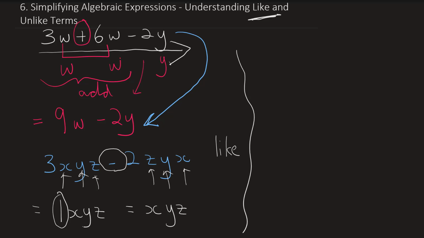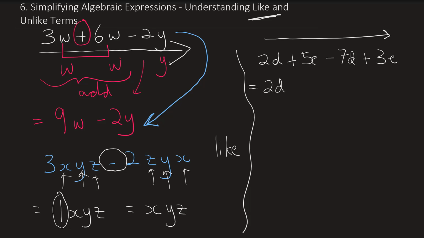Let's take a look at another one. 2d plus 5e minus 7d plus 3e. Let's again read this from left to right. And starting right at the beginning, we'll pick up the first term. The first term is 2d, so always write the first term down. Once you've written it down, strike it through so you don't make the mistake of accidentally writing it again. Then we're going to travel to the right. The next term is 5e. It is not a like term, so I'm going to leave that for the moment.